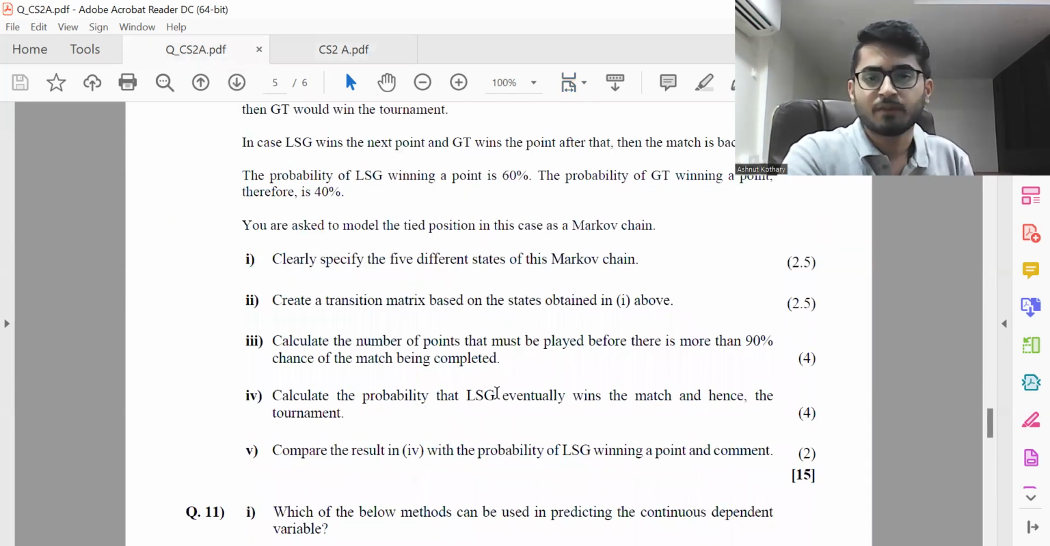So this entire part could be tested. The 5 states will be there, the transition matrix comes out, the 90% points needs to be paid, the long run probability and the comment part, and so on.